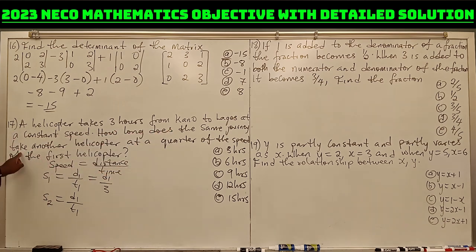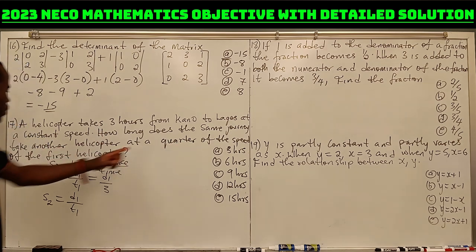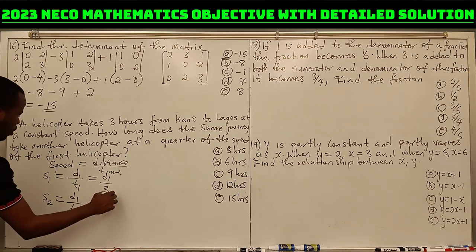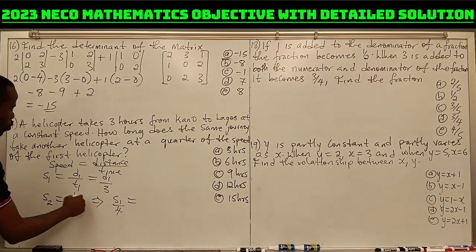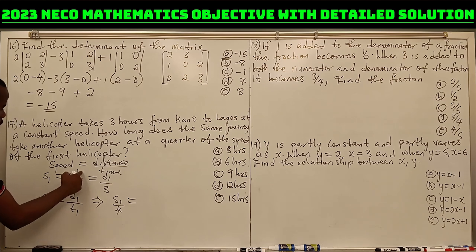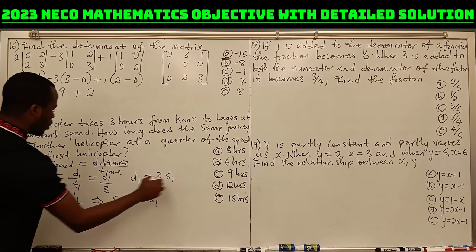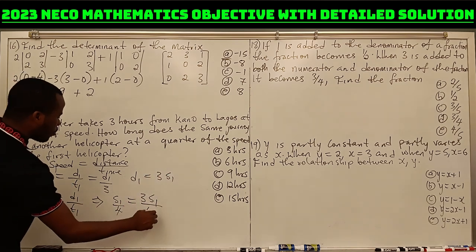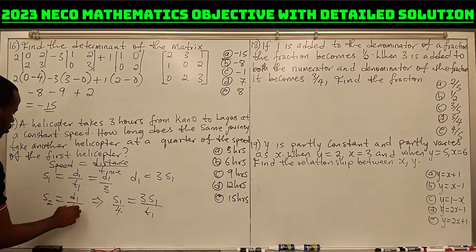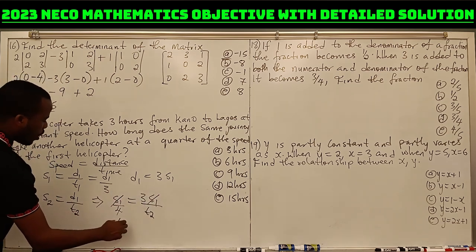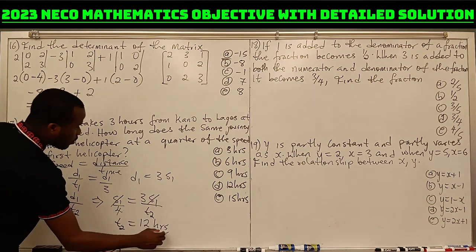We are told the second helicopter travels at a quarter of the speed of the first helicopter. So the speed of this second helicopter is 1/4 of the first one, S1 over 4, and the distance is D1. The distance of the first one is 3 times S1, which is 3S1. From here we have D1 is 3S1. And the time is what we are looking for, T2. So S1 can cancel S1. We take this T2 here, 4 times 3 is 12. So it's 12 hours, which is D.